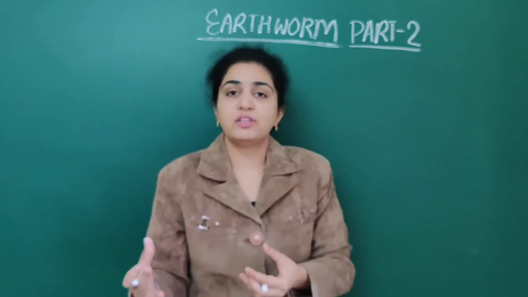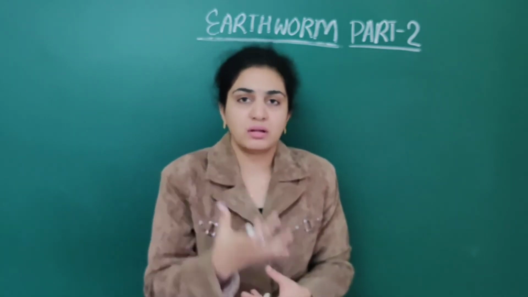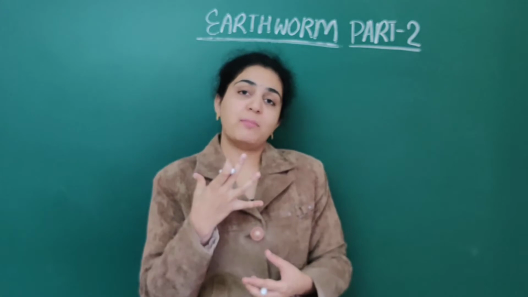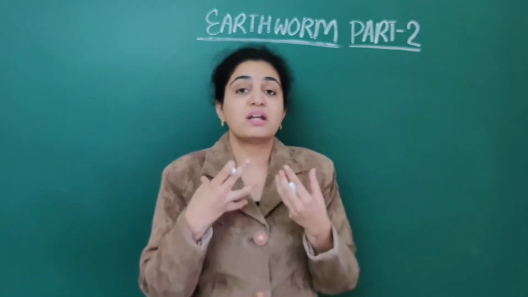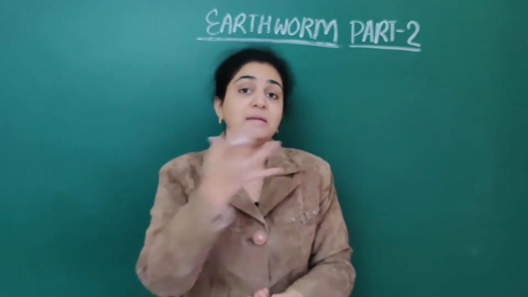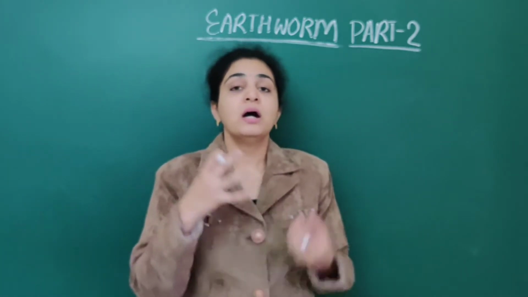That is half of the earthworm. They are known as friends of farmers, as well as the anatomy of the earthworm. Our digestive system we have dealt with in part 1 of earthworm.